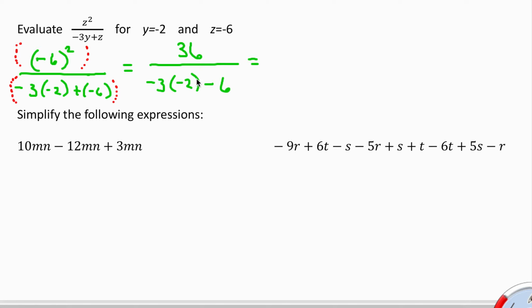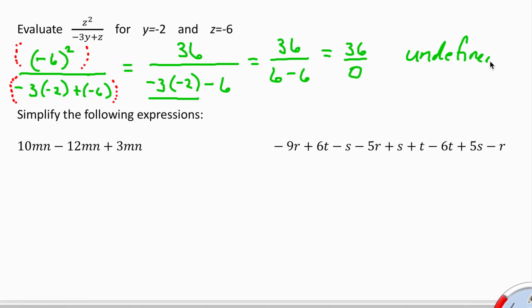Okay, so now I'm working down here. There's nothing inside the parentheses to do. There's no exponents. Multiplication and division first. Negative 3 times negative 2. Positive 6 minus 6. Oh, what do we call that? What do you call that when you have a 0 in the denominator? Undefined. Okay, so I can only get a value if I'm evaluating an expression.